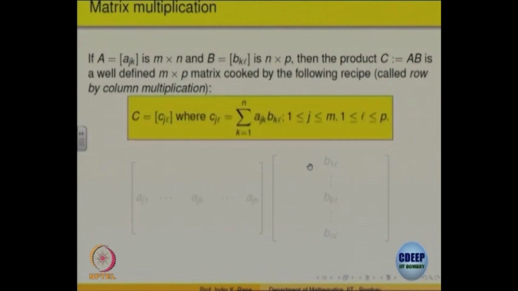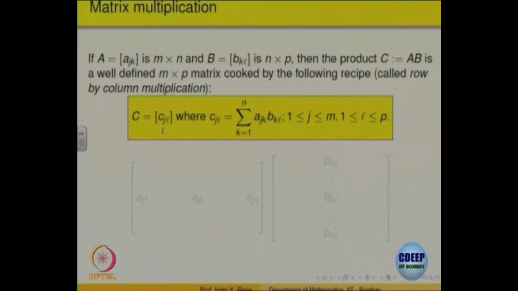Here is now matrix multiplication. We have two matrices, A = a_jk and another matrix B = b_kl. Observe that A is M cross N and B is N cross P. Then the product of these two matrices, AB, is a new matrix, let us call it C. How do I describe C? I have to tell you what the entries of C are, right. Let us look at the entry c_jl.